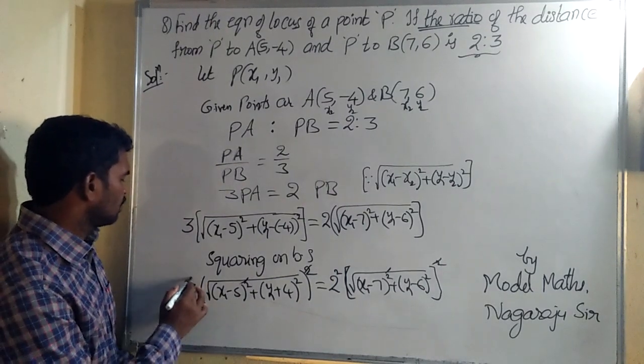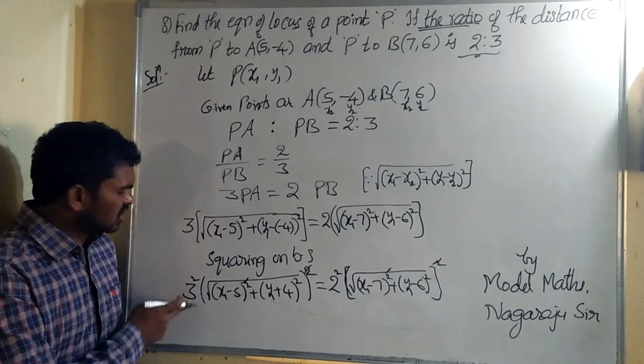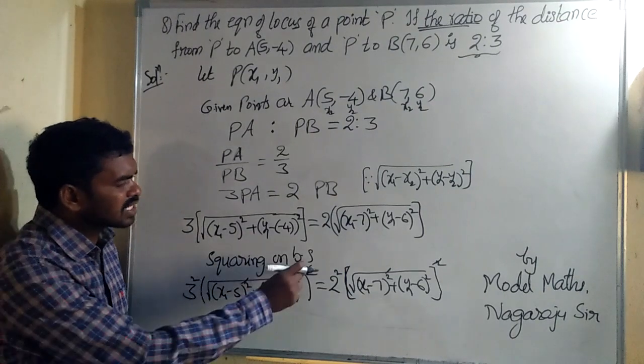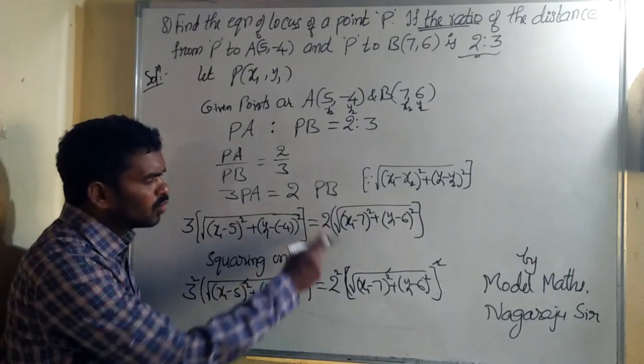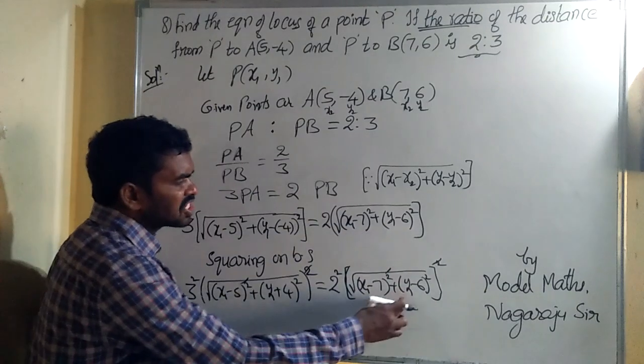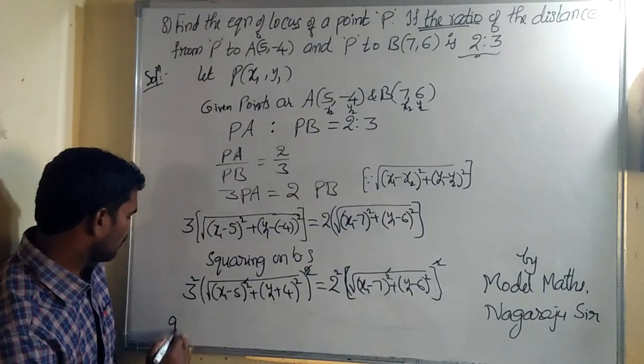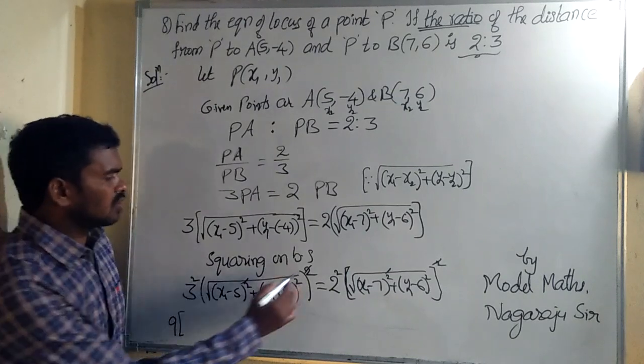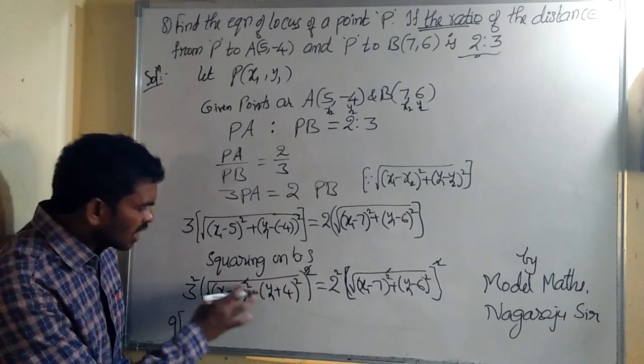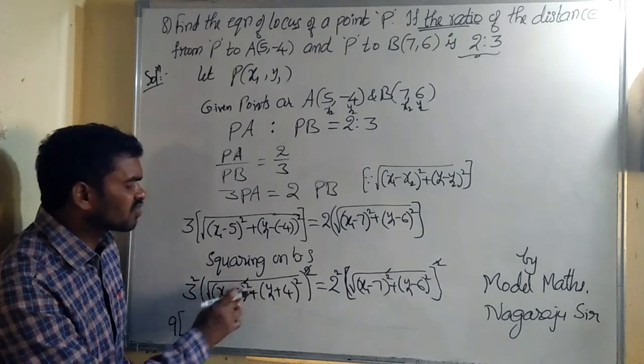3 square. Squaring means 3 is squared and the given term as is squared. Equal means equal. 2 is squared and the given term as is and whole squared. Now 3 squared means 9 and start the bracket. Now the square root gets cancelled. Then the remaining term is x1 minus 5 whole square.